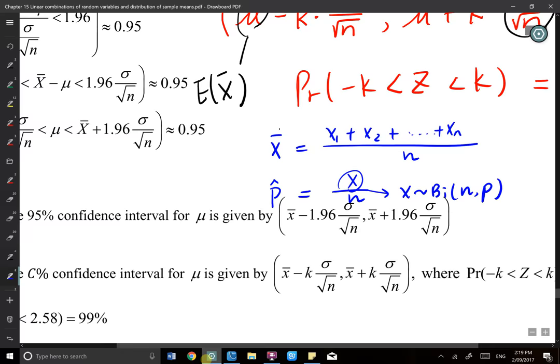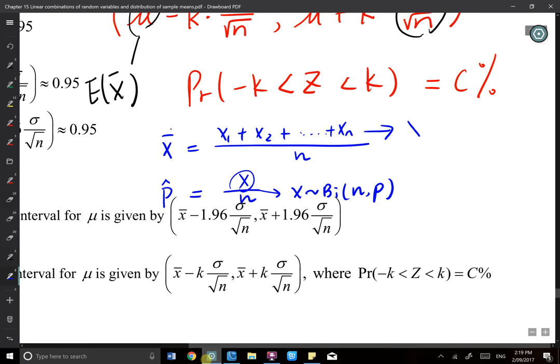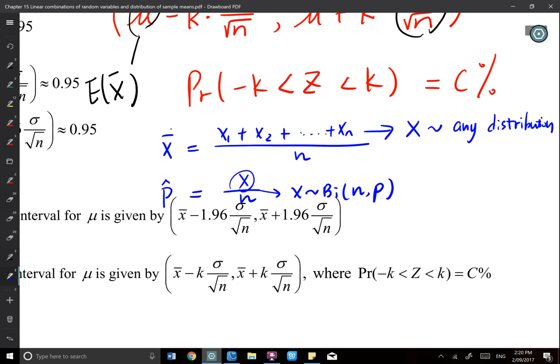But for this x, it can be any distribution. Yes, it can be binomial, it can be the same, but normally it's not. Normally it's normal. In Stats, we talk about normal more. It can be any distribution. But for P hat, it can only be binomial. So if you put binomial, there's nothing wrong.